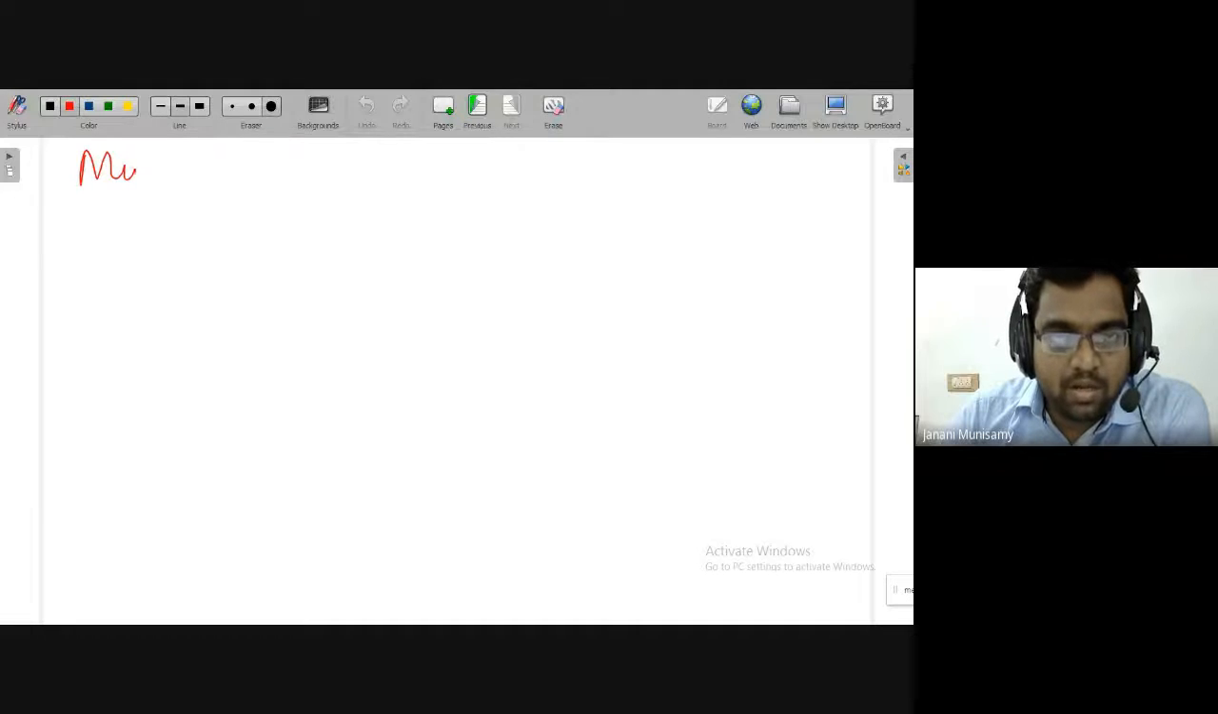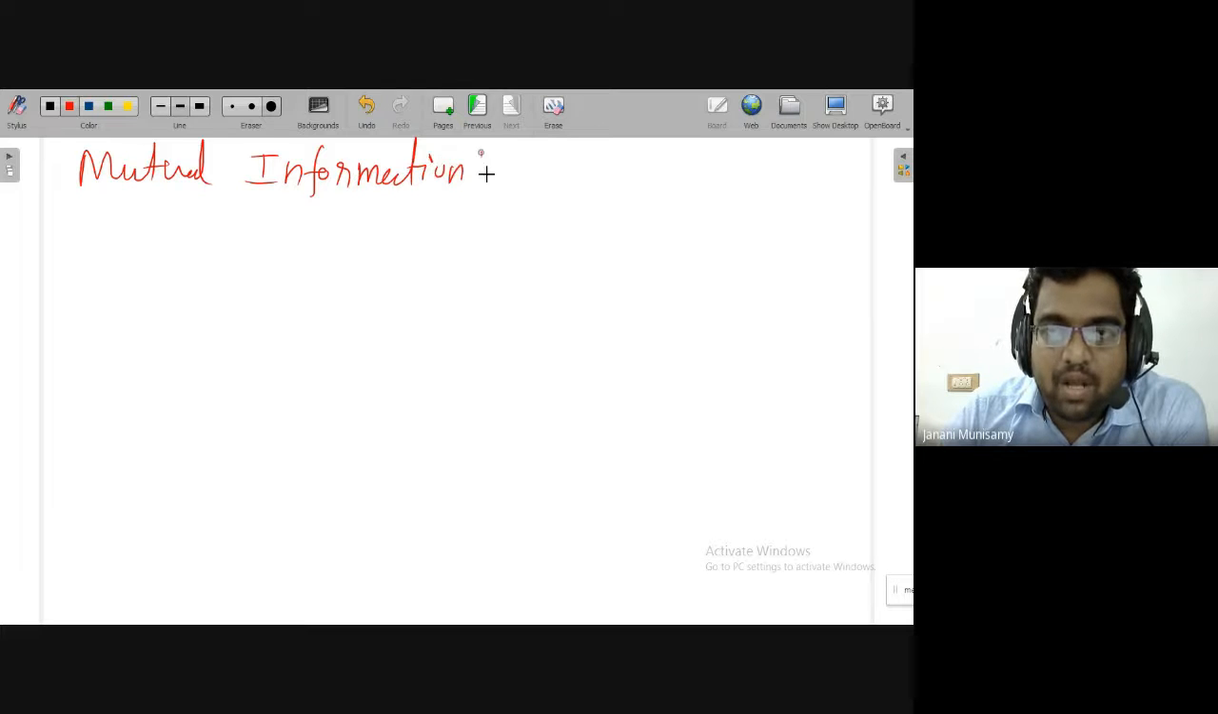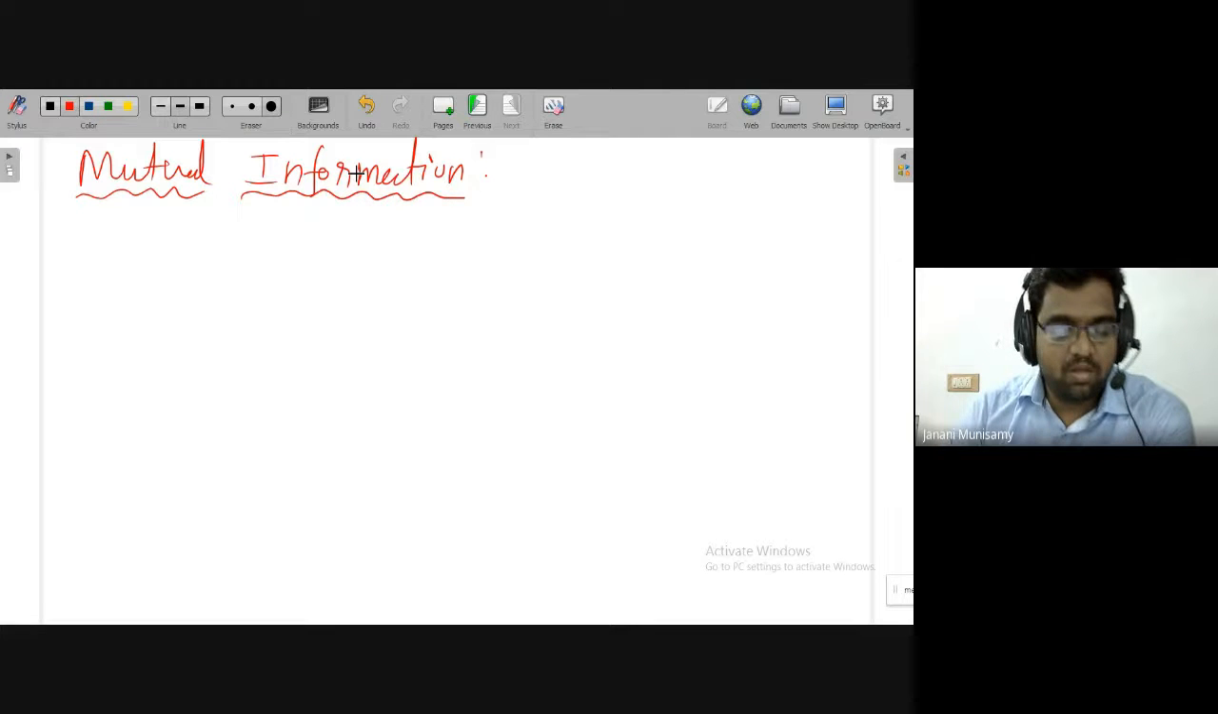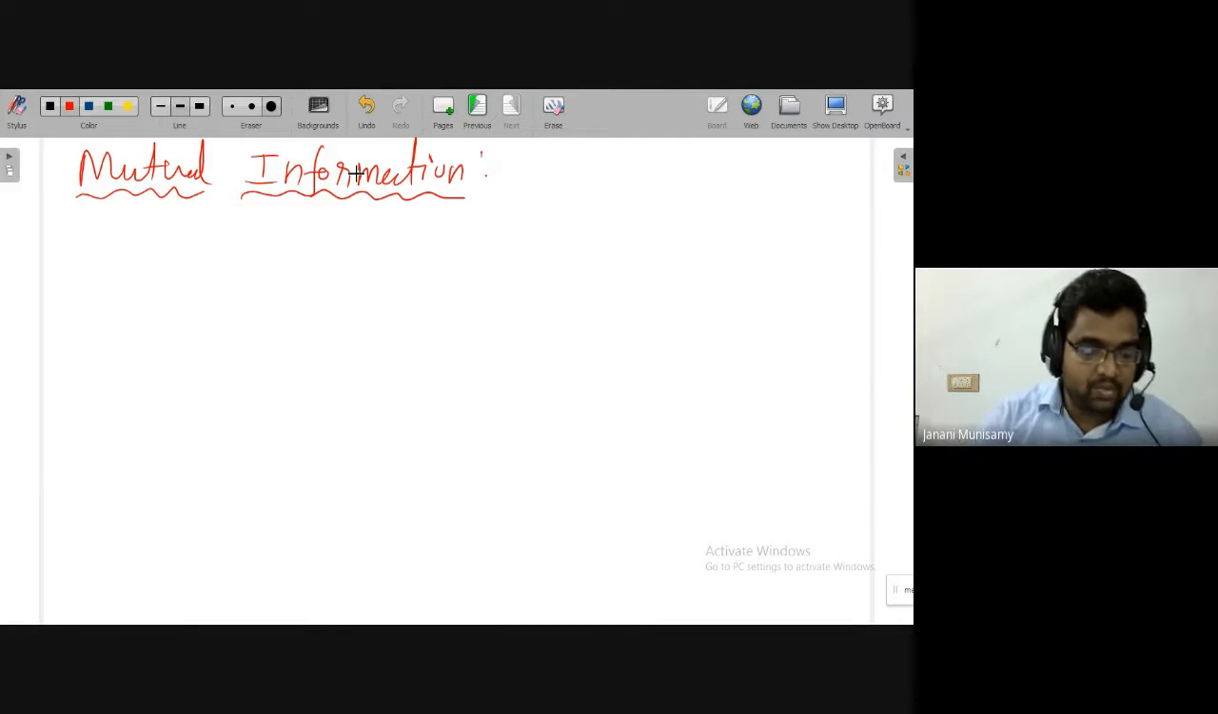Mutual information. Already we know what is information. Now it is mutual information. This is related with both input as well as the output side characteristics. Now before that we have to define the entropies. First of all, we will define entropy for both discrete cases and then continuous cases.